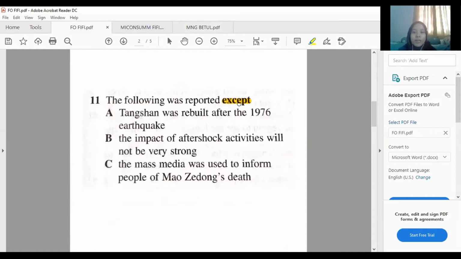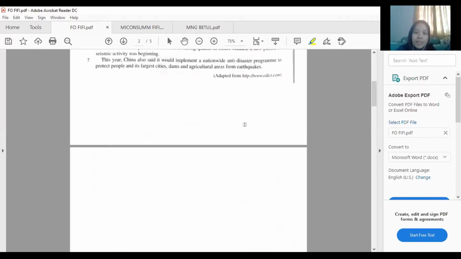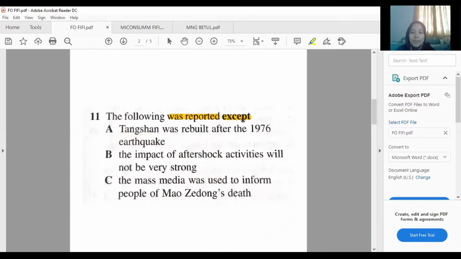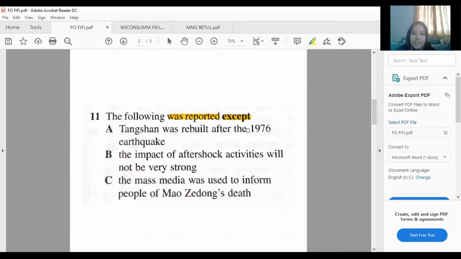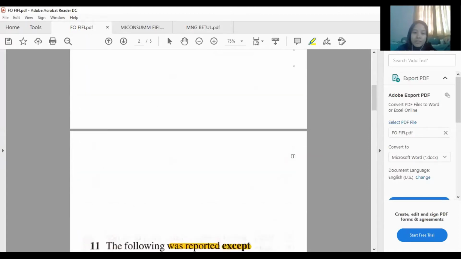Okay, so the second one is to highlight the keywords. So the keywords for question number 11, the following was reported accept. Okay, was reported is the keyword. It wants what was not reported in the report. So it wants something that was not reported. Okay, so the third step is to skim throughout the passage to determine the paragraph which is related to the keywords.